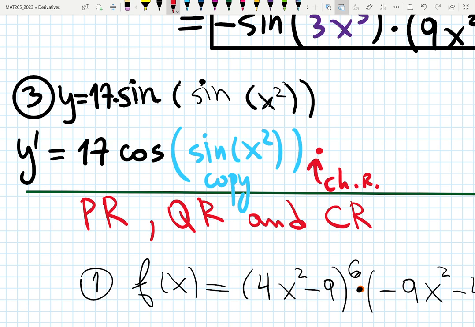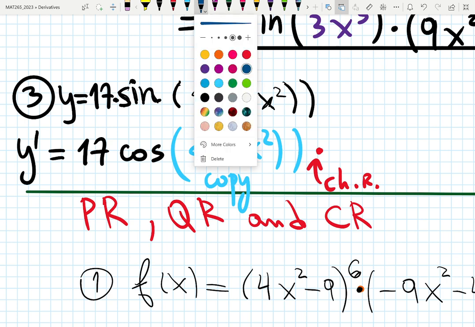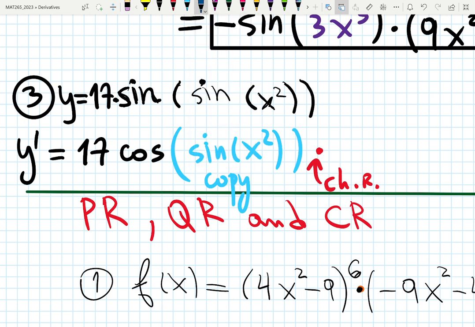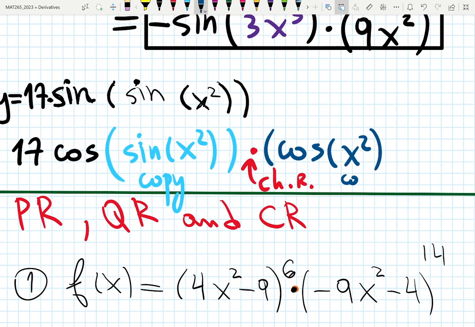Chain rule says, please don't stop. I see there's something happening inside, so times the derivative of the function inside. What is the next level I should use? Sine. So I see sine of stuff. I know how to differentiate sine of stuff. It's going to be cosine of that stuff. See? I'm copying this inside piece every time.